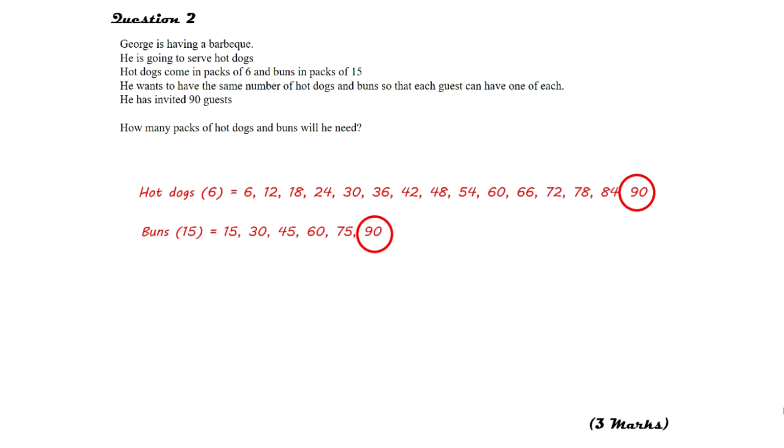Now sometimes there'll be a slight twist on this question. They may say something like everybody needs 2 hot dogs in buns, but just again make sure you read it very carefully and understand what's going on. Now a common wrong answer for this one would be to put 90 and 90 or 6 and 15, something like that. You're going to count along and you need the number of multiples. So for hot dogs, it's the 15th multiple, and for the buns it's the 6th multiple, so I'd need 15 packs and 6 packs respectively.